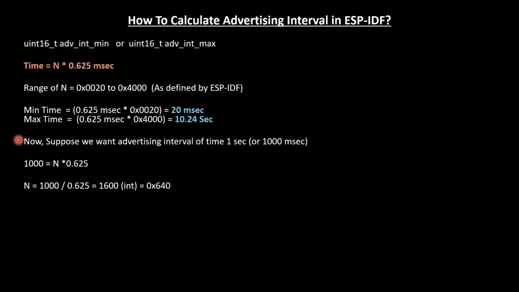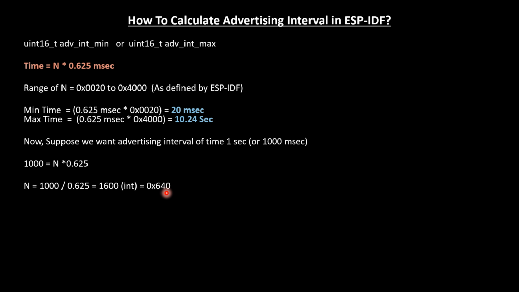Now we'll take an example. Suppose you want to advertise at an interval of 1000 milliseconds. Considering this formula, 1000 is equal to n times 0.625, so I have to calculate n here. n will be 1600 in int and 640 in hex. So we will set the advertising interval min and max in our code to 0x640, and we will check on the sniffer that we are receiving the data every 1000 milliseconds.